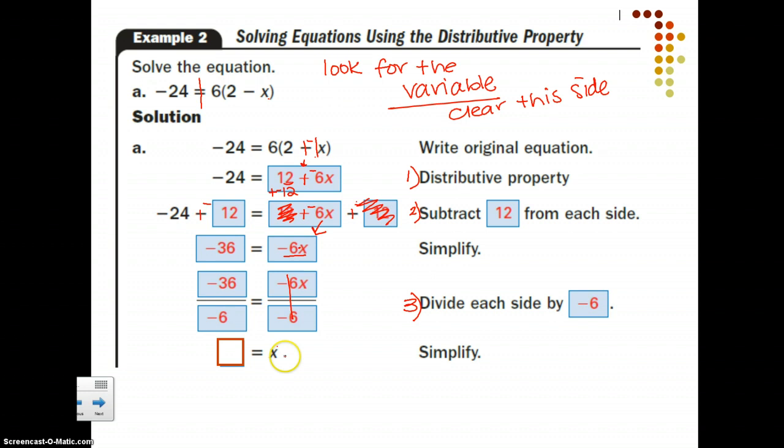6 is clear. You're left with x. Good sign. -36 divided by -6 is +6. There's your answer. You can always go back and check by placing it back in for the x and seeing if it makes sense.